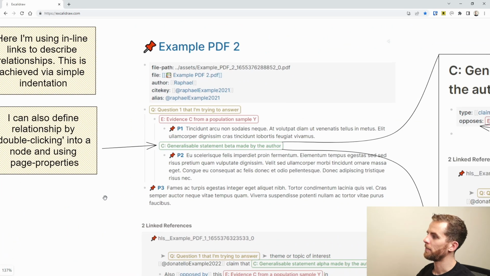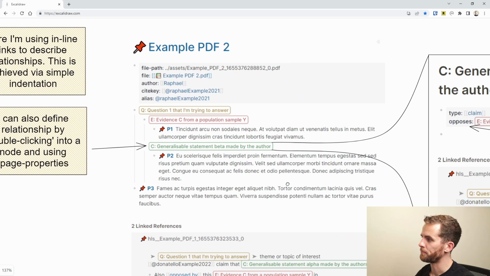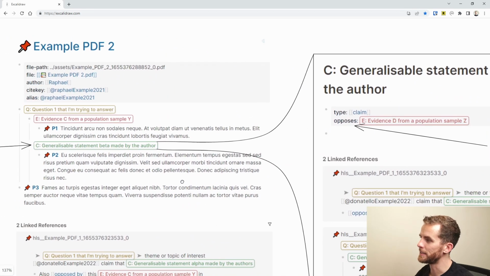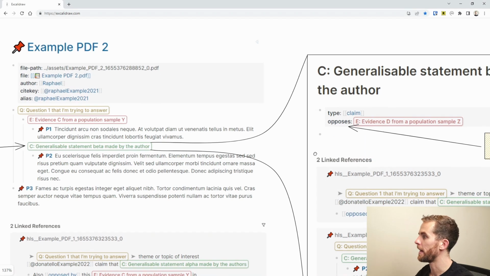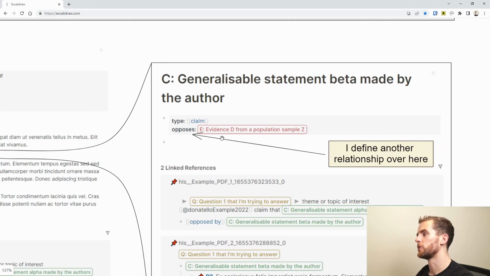So if I go to another example PDF, I have a question that I'm trying to answer, and I have this claim, again, a generalizable statement made by the author. I could then add the metadata, so I'm clicking into that page over here, and it's taking me there, and I can add the relationship as page properties. So this opposes evidence D from a population sample Z.